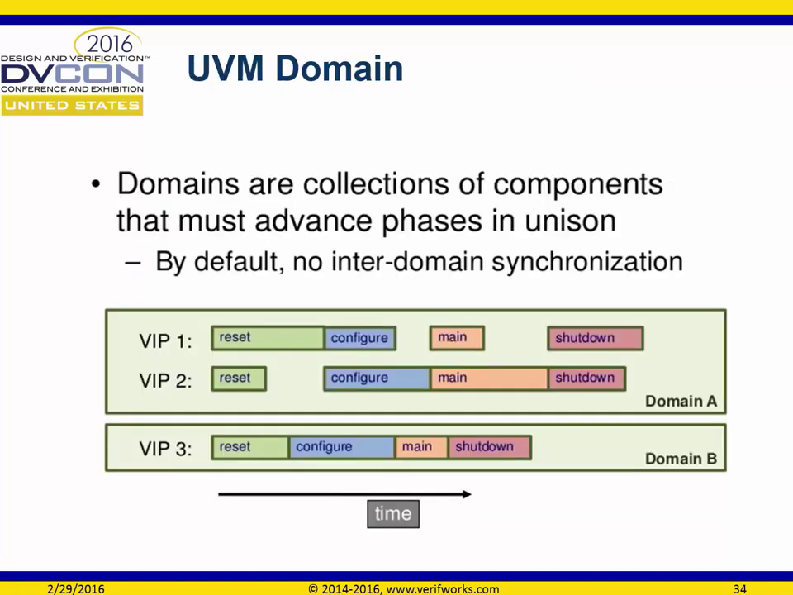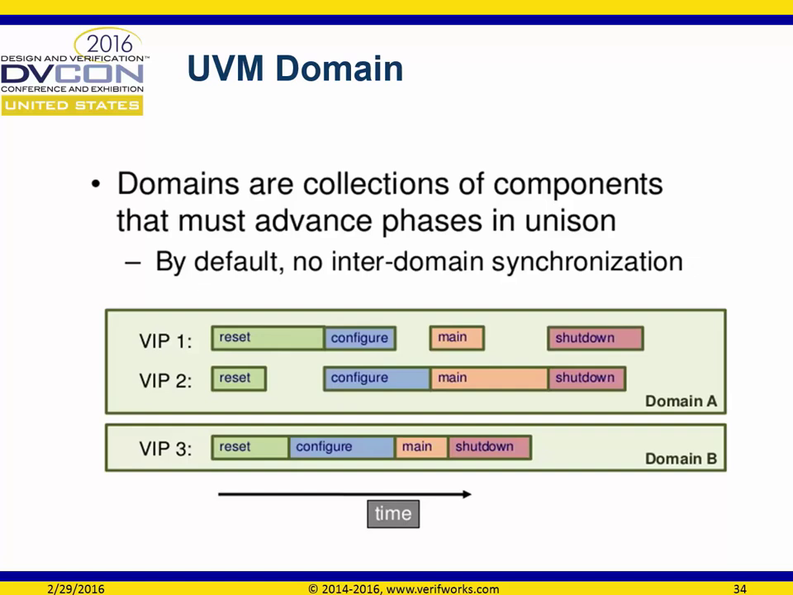I want to go a little bit over a concept of UVM domains. UVM domains are collections of components that must advance phases in unison. The key thing to remember here is that between two domains, the exact phases need not be identical. So you have the UVM library set of phases, and you can have your own domain.